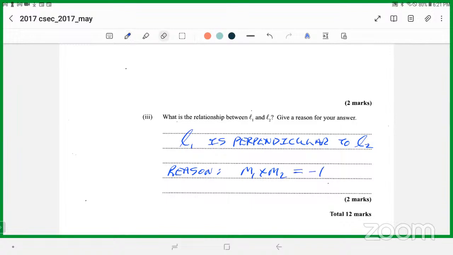Now, if you want to show the values, the M1 is 2 times the M2 is -0.5, that equals -1. That's the reason. When the product of the gradients of 2 lines is -1, they are perpendicular. That is enough. They are perpendicular because the product of the gradients is -1. Question done. Are you okay with that? Moving right along. Next question.